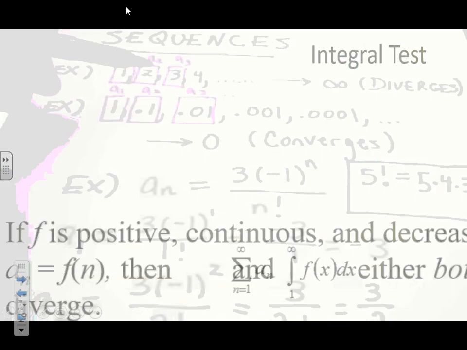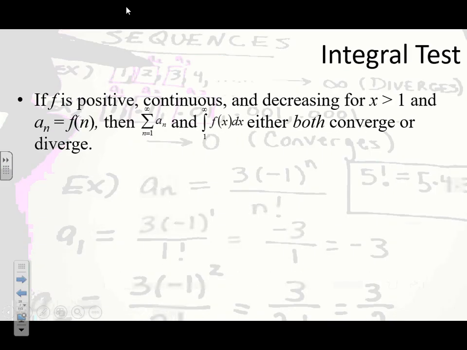So, the integral test for series. So if we have f is positive, continuous, and decreasing. So basically what you have to keep track of here is there's three conditions that have to be met. f has to be positive, f has to be continuous, and f has to be decreasing.